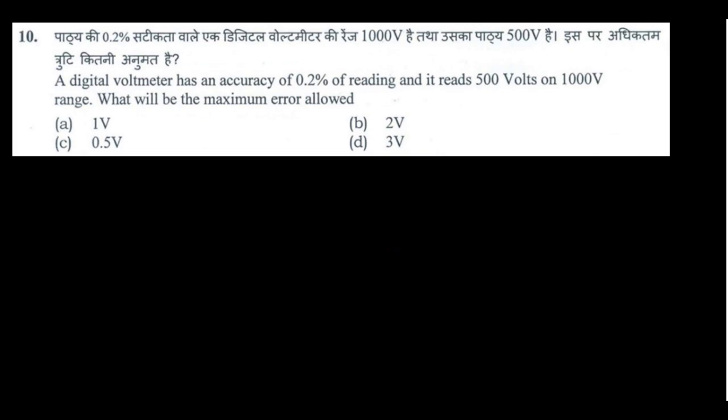A digital voltmeter has an accuracy of 0.2% of the reading. It reads 500 volts on the 1000 volt range. That is, full scale is 1000 volt. What will be the maximum error allowed? Now, what is the accuracy given? That is 0.2%. Without the percentage, we divide by 100 and write 0.002.